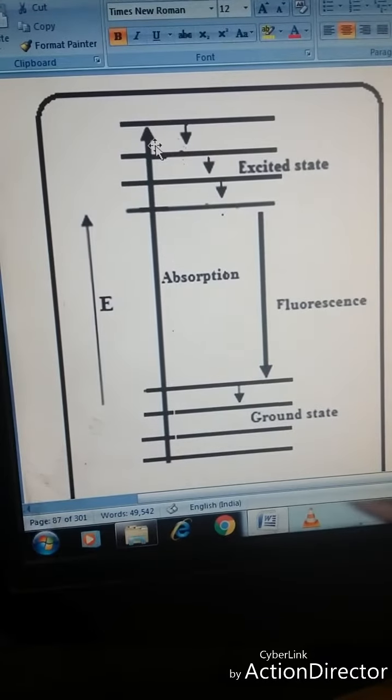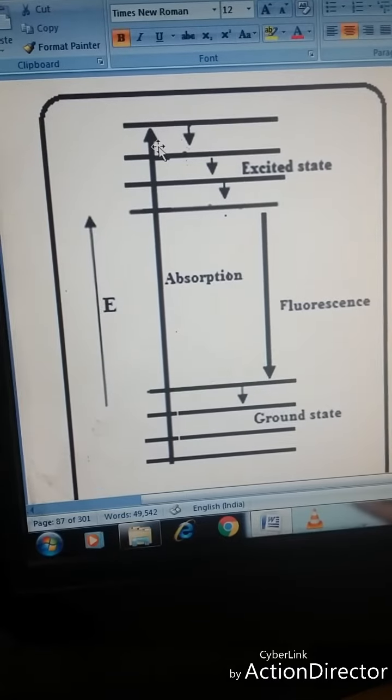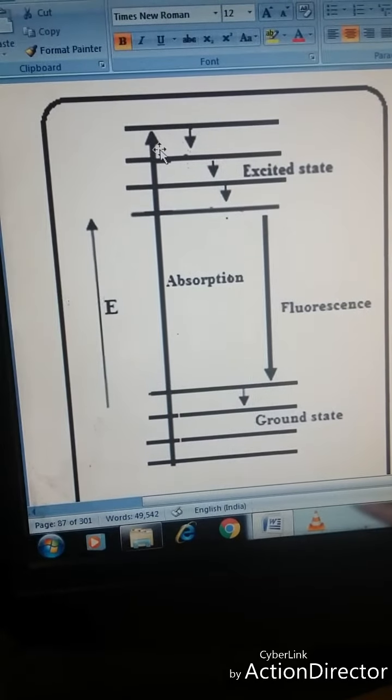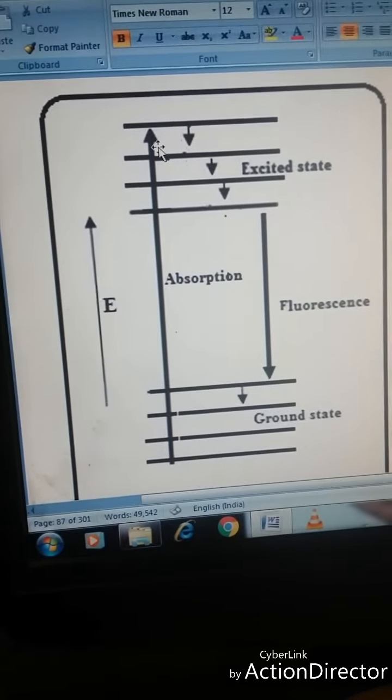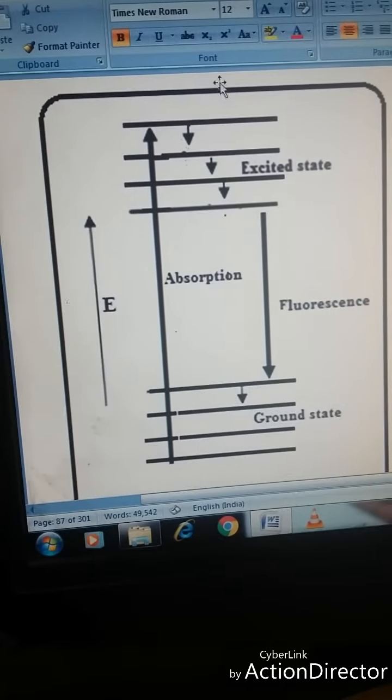Today I will be discussing the second part of the spectroscopic technique and application chapter. In this video I will be discussing fluorescence and NMR, that is nuclear magnetic resonance spectroscopy. Now let us come to fluorescence.